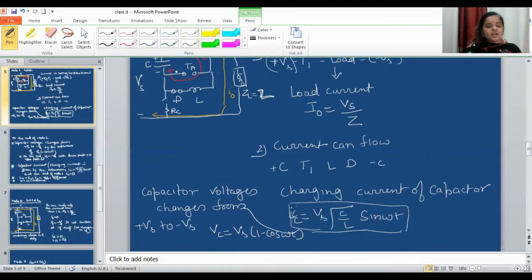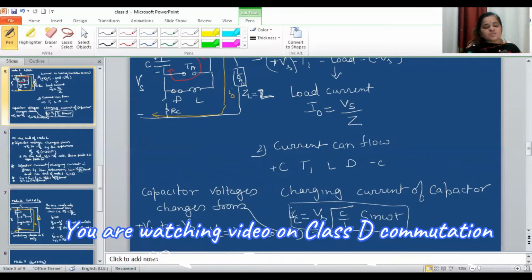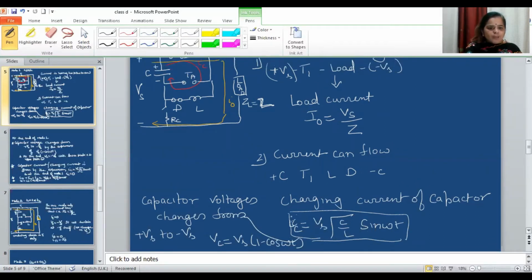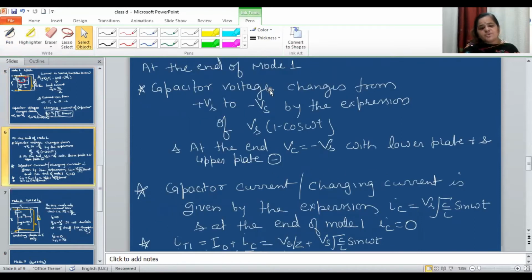And this charging current will continue in this circuit till the voltage across the capacitor changes its value from plus Vs to minus Vs. That means by the end of this mode, the capacitor lower plate will be positive and upper plate will be negative. So at the end of mode 1, the capacitor voltage changes its value from plus Vs to minus Vs, and in mode 1 it is changing by the expression Vs (1 minus cos omega t), which means it will change its value from plus Vs to minus Vs cosinusoidally. At the end of mode 1, the capacitor voltage will be minus Vs with lower plate positive and upper plate negative.